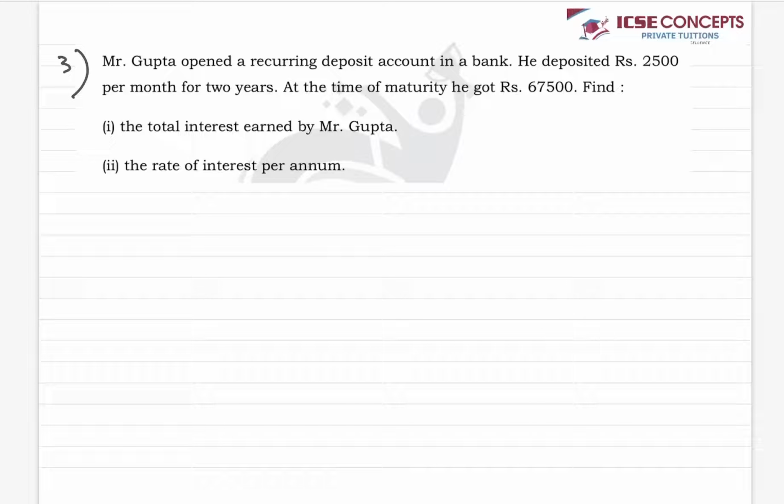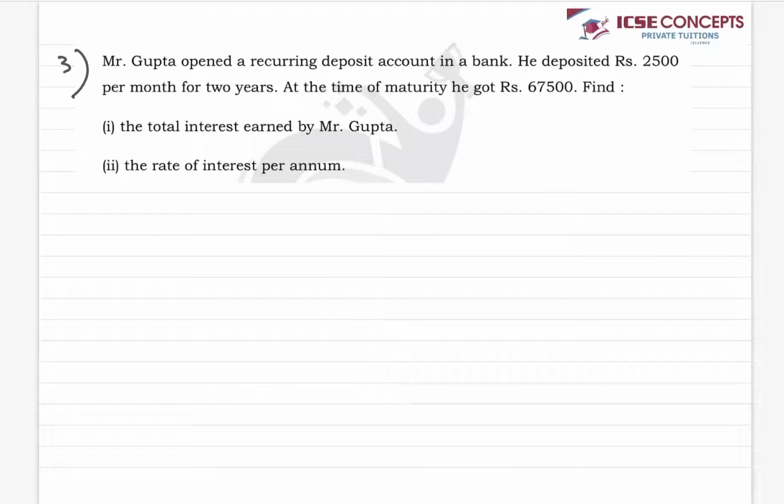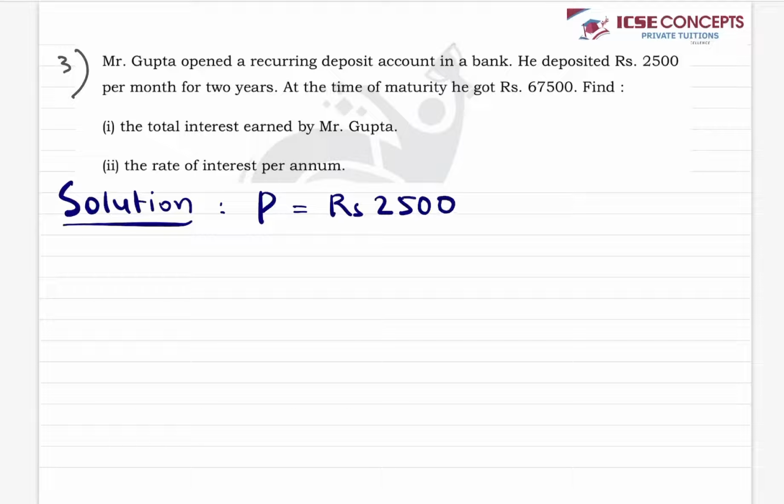Mr. Gupta opened a recurring deposit account in a bank. He deposited rupees 2500 per month. So let's have the solution here. The amount invested per month is rupees 2500. That's the value of P for 2 years. 2 years is N is equal to 2 into 12. That becomes 24 months.